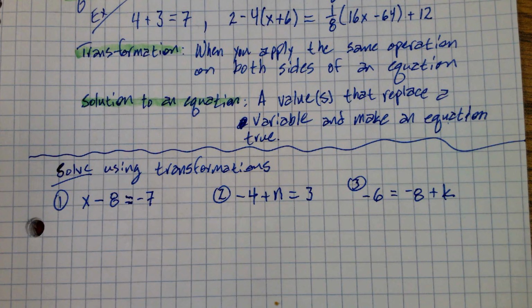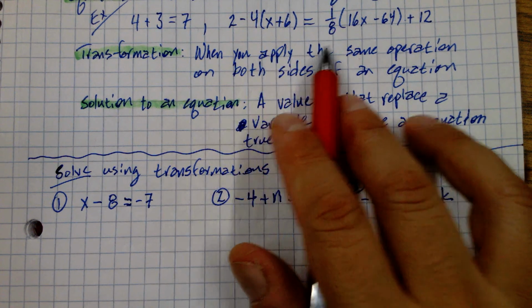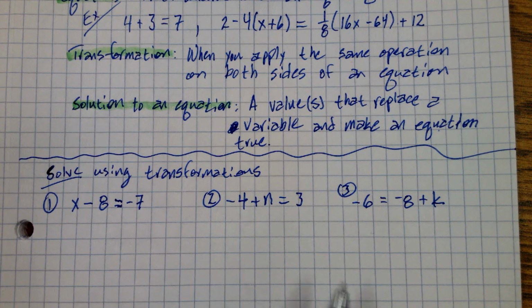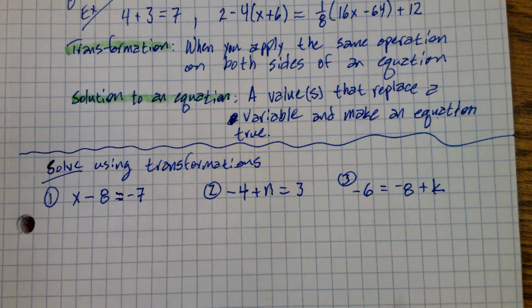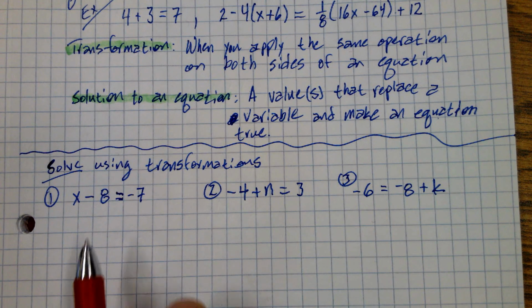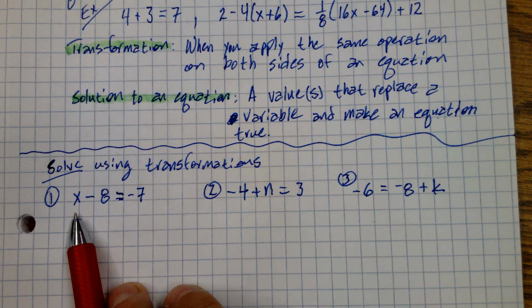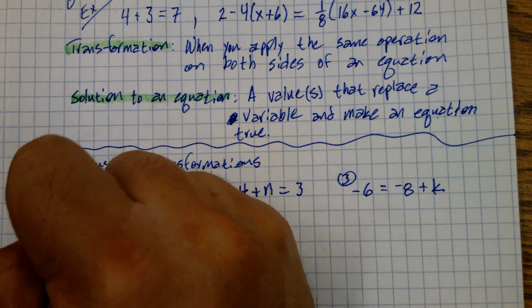Maybe you could think it up in your head already. That's great. But eventually, we're going to get into equations like this. And unless you practice the basics, getting that answer is going to be very difficult. So we want to do the opposite of whatever we're doing to the variable. Right now, we're subtracting, right? So we add 8.